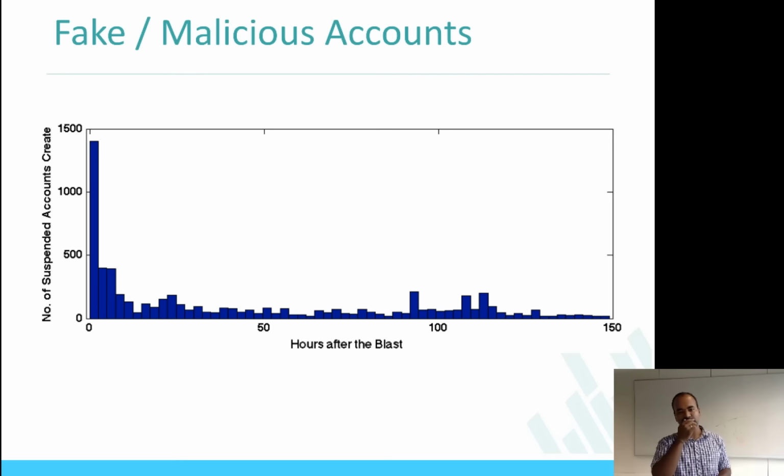This is a graph showing hours after the blast on the x-axis, and the number of suspended accounts that were created on the y-axis. It shows that the number of accounts created immediately after the event is also high. In addition, the number of accounts getting deleted is also high. The fake or malicious accounts that were created and suspended were very high immediately after the event, and after that it reduces a little bit.